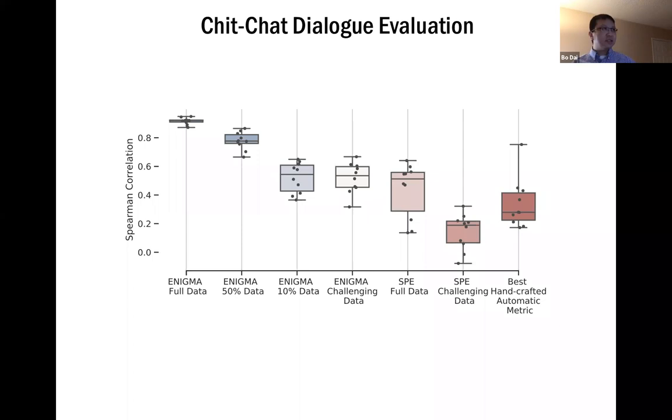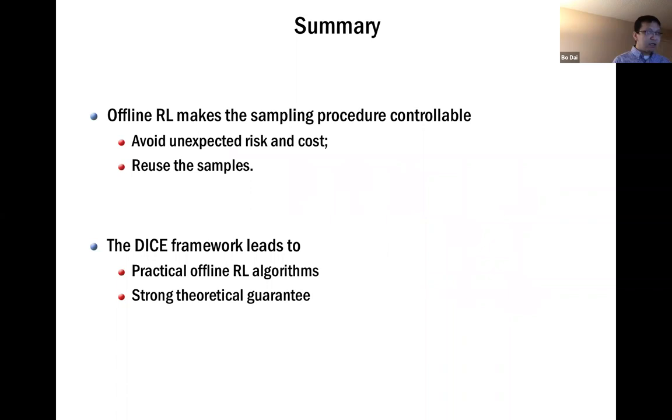Okay, this is the result illustration. Now I need to give a summarization of the whole talk. As I mentioned, offline reinforcement learning makes the sampling procedure controllable, which is very important to real applications because it avoids unexpected risk and cost. It also gives us sample efficiency by reusing samples from other behavior policies. The proposed DICE gives you a practical offline reinforcement learning algorithm for both policy evaluation and policy optimization. Although I didn't cover policy optimization here, it is also applicable, and we have a paper in that direction too. At the same time, for the proposed algorithm, we also proved a very strong theoretical guarantee for the DICE method.